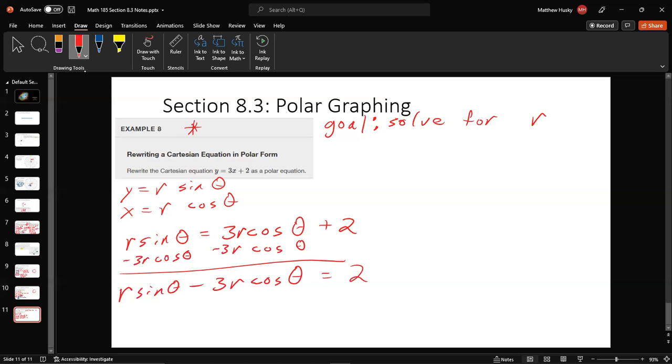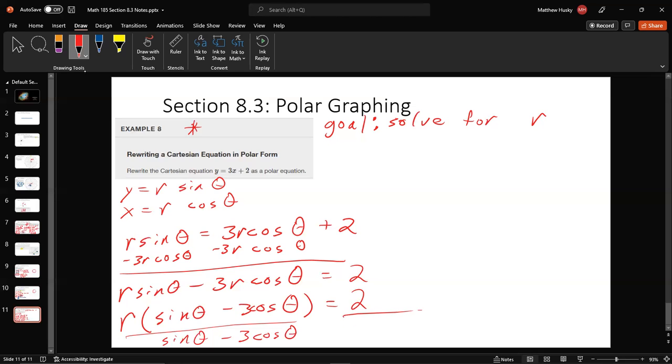Then you can factor out r from both of those, which leaves you with r times sine theta minus 3 cosine theta, and that all equals 2. Then if you divide by this, you will solve for r. As I mentioned at the beginning, this is going to be kind of icky looking. So you've got 2 over sine theta minus 3 cosine theta. That is what the polar equation would look like, where it's r equals something.